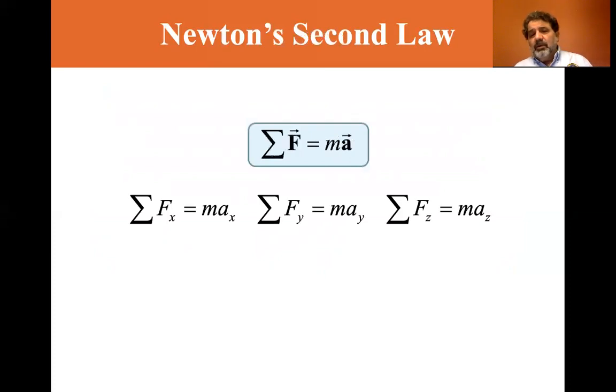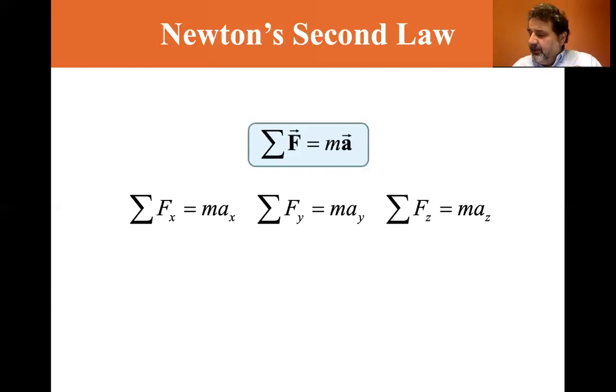And so the sum of the forces in the x direction equals mass times acceleration in the x direction. Sum of the forces in the y direction equals mass times the acceleration in the y direction. And the sum of the forces in the z direction equals the mass times the acceleration in the z direction.